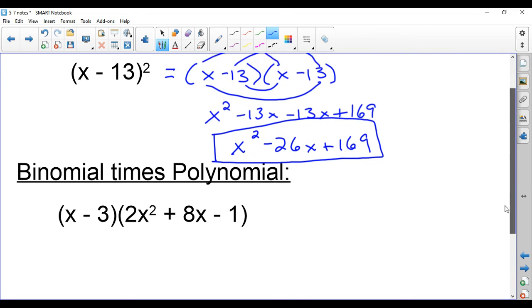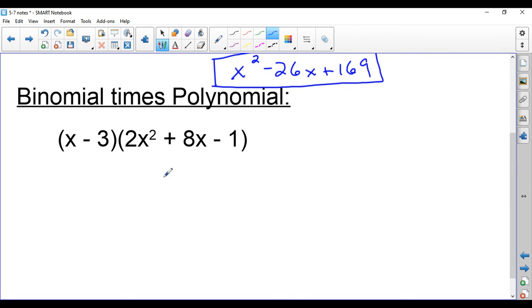And then the last thing that we did was a binomial times a polynomial with more terms. And for this, I would really recommend the boxes. You can do this with a distribution method: you multiply x times everything and negative 3 times everything. If you think that will work better for you, you can try it, or you can ask me to make sure that you're doing it the right way. With the boxes, it looks like this.